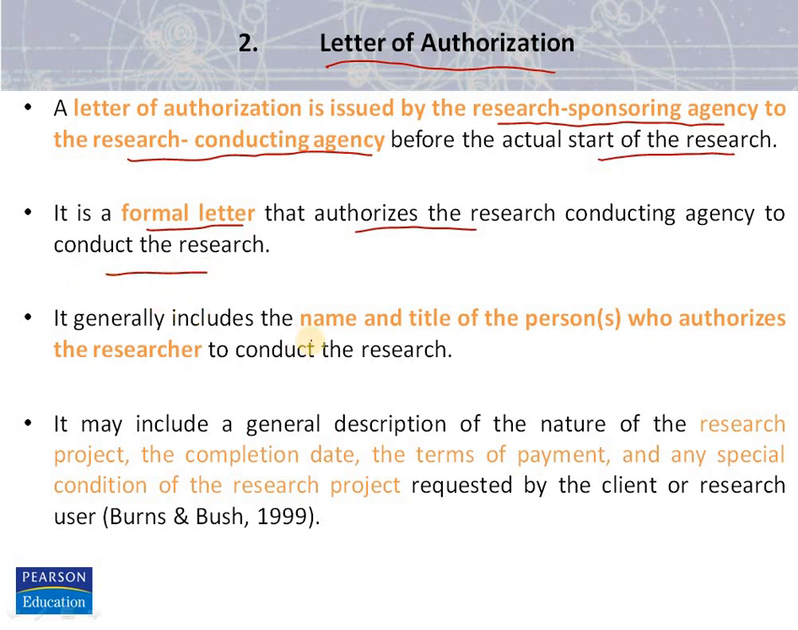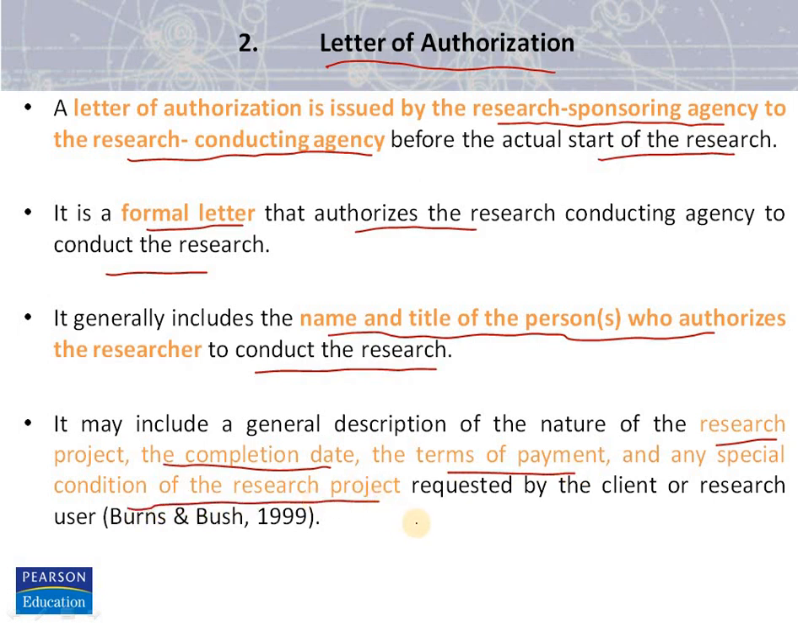It generally includes the name and title of the person who authorizes the research. It may include a general description of the nature of the research, type of research, the starting date, completion date, terms of payment, and any special conditions of the research project if required.